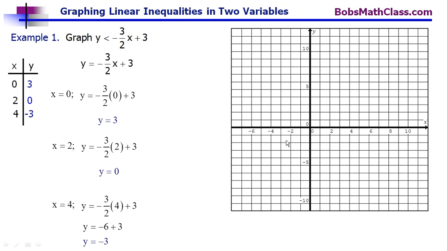Okay, so plotting these values, 0, 3, 2, 0, and 4, negative 3. And then again, what kind of line do we say we're going to draw? Dashed. You don't want to lose points on a test because you didn't draw a dashed line and you drew a solid line. And then it's less than, so we're going to shade above or below? Right, below. So below is everything below the line. This line is like a boundary. Above the line would be up here, and below the line would be below it.